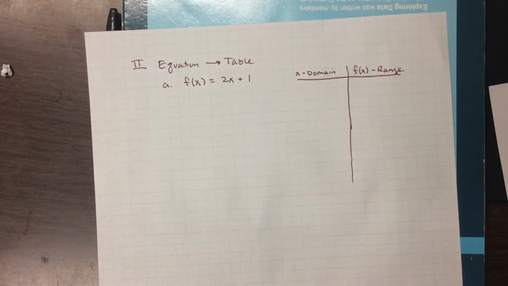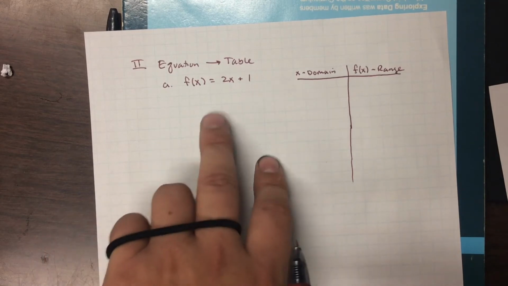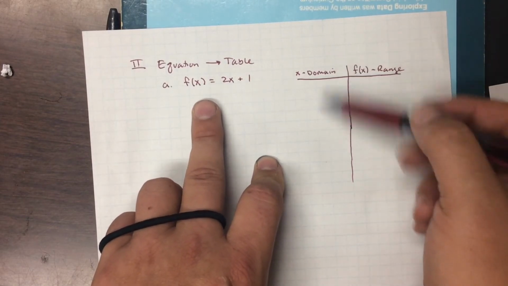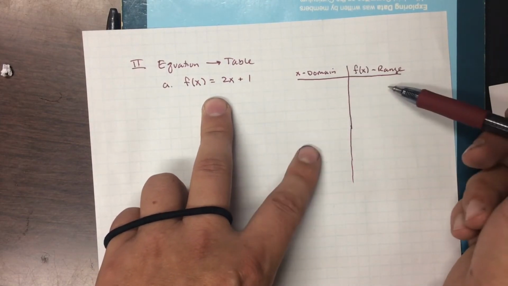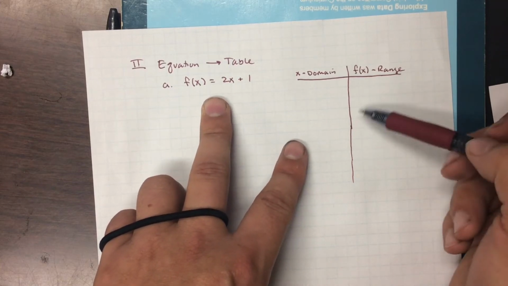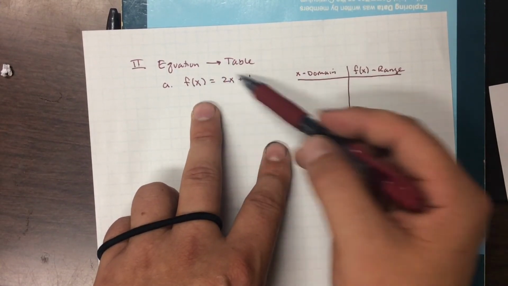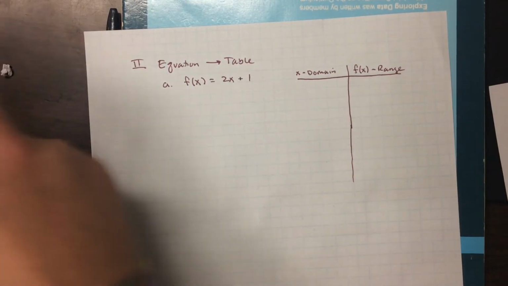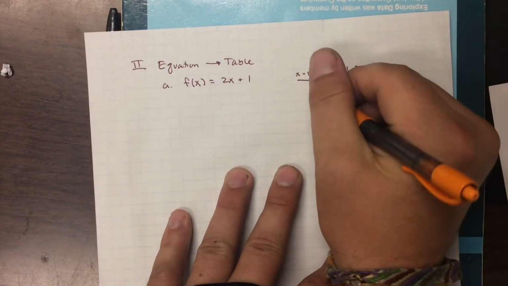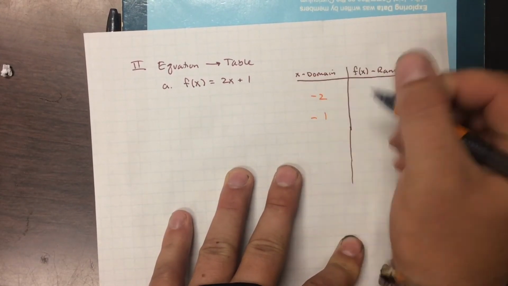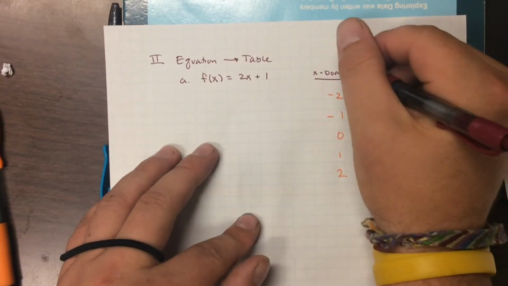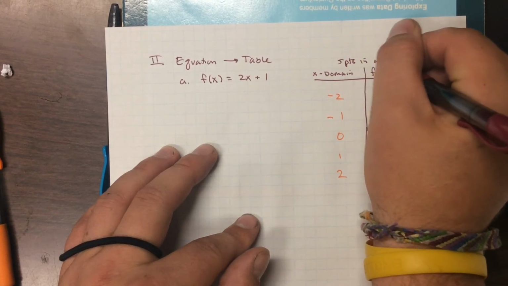All right, Roman numeral number 2 here is equation to table. When we have functions like this, we can just start inputting ideas or inputs for x, right? And what comes out is going to be our f of x. So we can use tables to organize different inputs and outputs based off of this equation. So let's see. I'm going to go ahead and input from -2 all the way to +2. I usually like to go for 5 points, 5 points in a table.